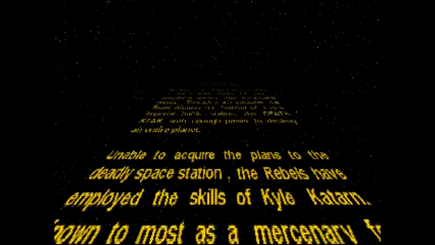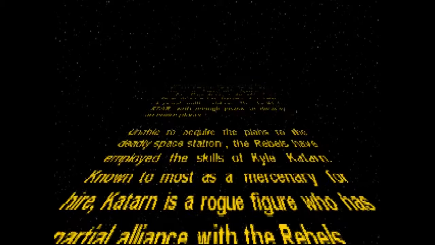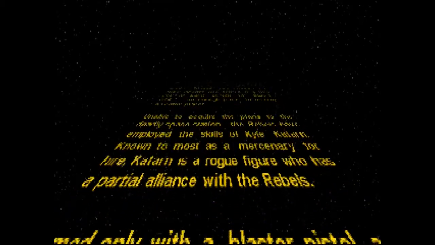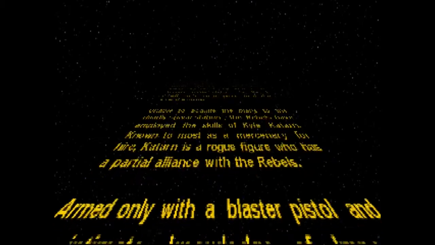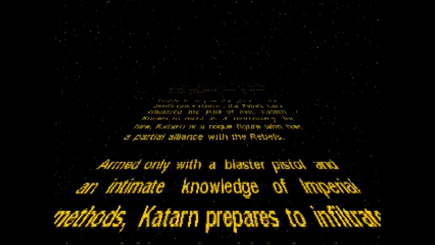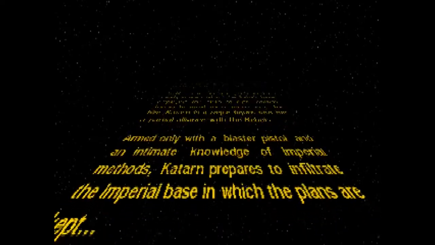Unable to acquire the plans for the deadly space station, the rebels have employed the skills of Kyle Katarn, known to most as a mercenary for hire. Katarn is a rogue figure who has a partial alliance with the rebels, armed only with a blaster pistol and an intimate knowledge of Imperial methods. Katarn prepares to infiltrate the Imperial base in which the plans are kept.